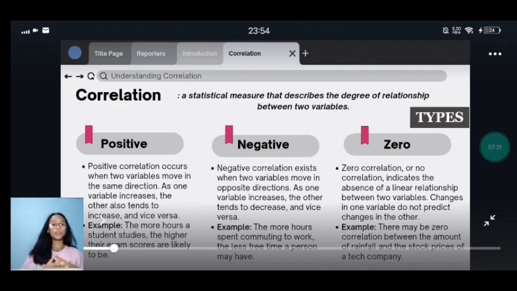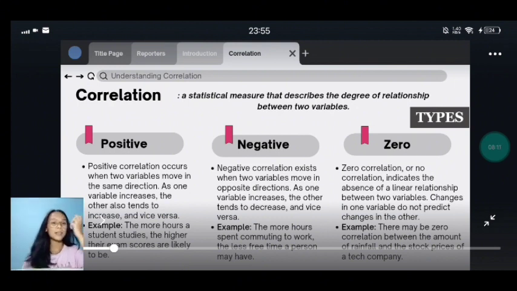So, sa positive correlation, di ba, naay duha ka variable. This is the dependent and this is the independent variable. If ang independent variable increase, automatically ang dependent variable will increase, dili sila mag-opposite, they will move into the same direction. Example, the more hours a student studies, the higher their exam scores are likely to be. So, syempre, taas kag oras mag-study, daghan kag makuha nga information, the higher ang possibility nga taas kag grades sa exam, dako imong score. So, yeah.